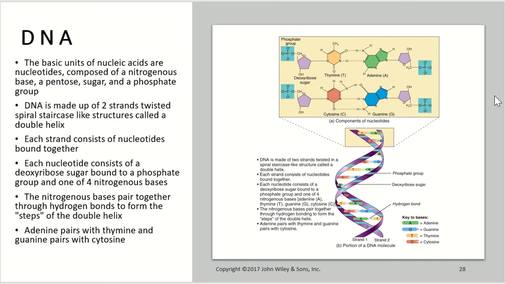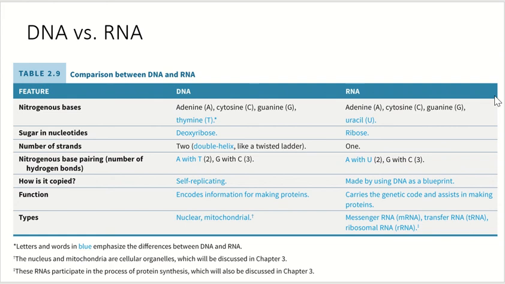And those nitrogenous bases are going to pair together through hydrogen bonds to form the steps of the double helix. And always, adenine is going to pair with thymine, and guanine is going to pair with cytosine. So A and T are always going to pair together, and C and G are always going to pair together. So adenine always pairs with thymine, and guanine always pairs with cytosine. All right? So we've talked about DNA.